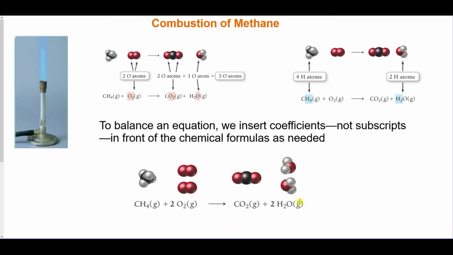And if we put a 2 in front of the water, we end up with a total of 4 oxygen reactant atoms and 4 oxygen product atoms. We can say there are 2 here, and each water has 1. There's 2 waters, so that gives us 2. If we look at the hydrogen, we still have 4 hydrogen atoms in the reactants, and now we have 4 in the products, because we have 2 waters, and each water has 2 hydrogens.